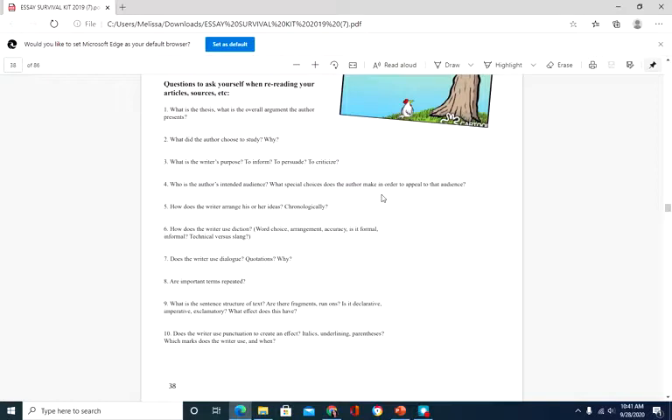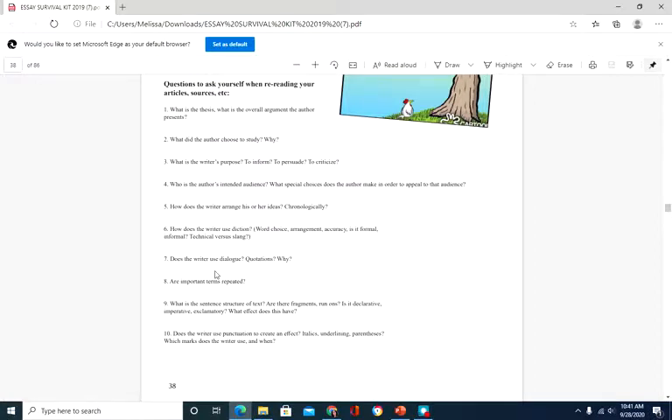So again, how is the writer creating their persuasive strategy? Who are they turning to? What are the buttons that they're pushing for their specific audience? Does the writer use dialogue or quotations of any kind? And how do they frame those quotations so that we know they're coming from credible sources?